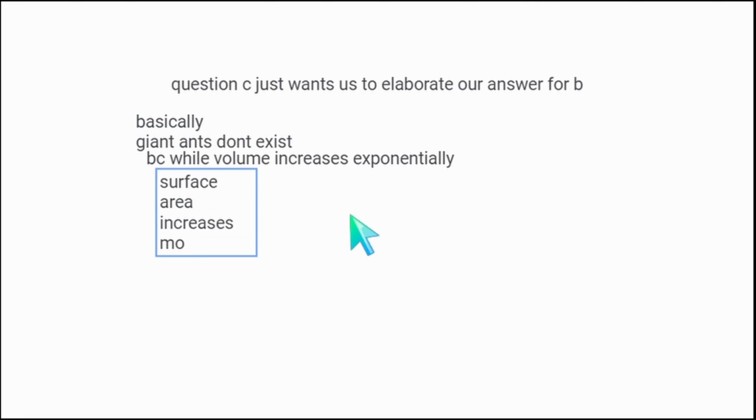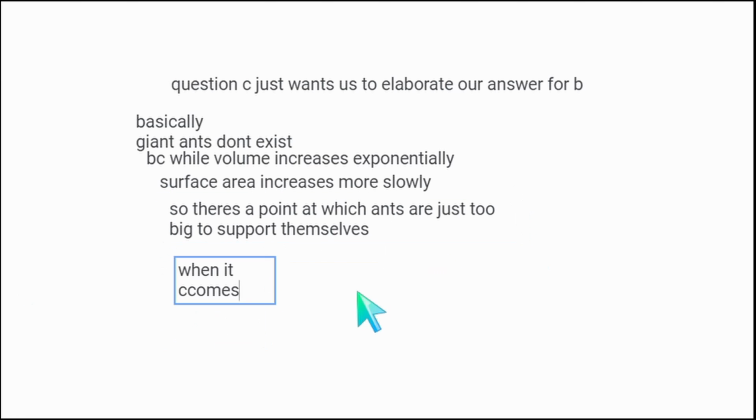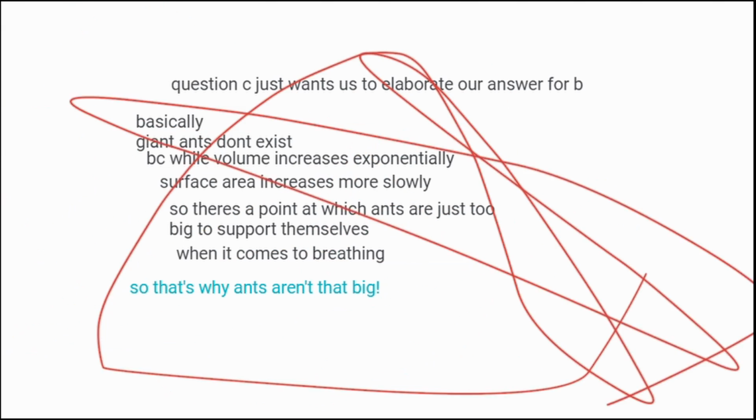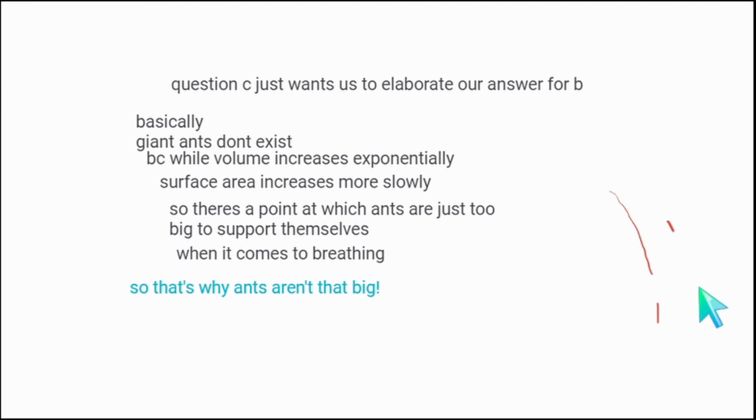Much taller. So question C just wants us to elaborate on our answer, and prove that giant ants don't exist. This makes sense because the volume increases exponentially, while surface area increases slowly. So the larger you get, the harder it becomes to sustain yourself by breathing, because you can't take in that much air. So that's basically why ants aren't that big, I guess, if that makes any sense.